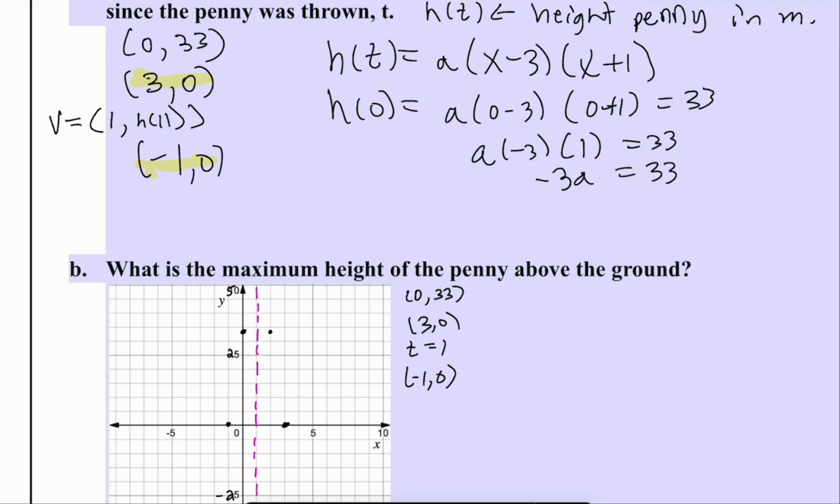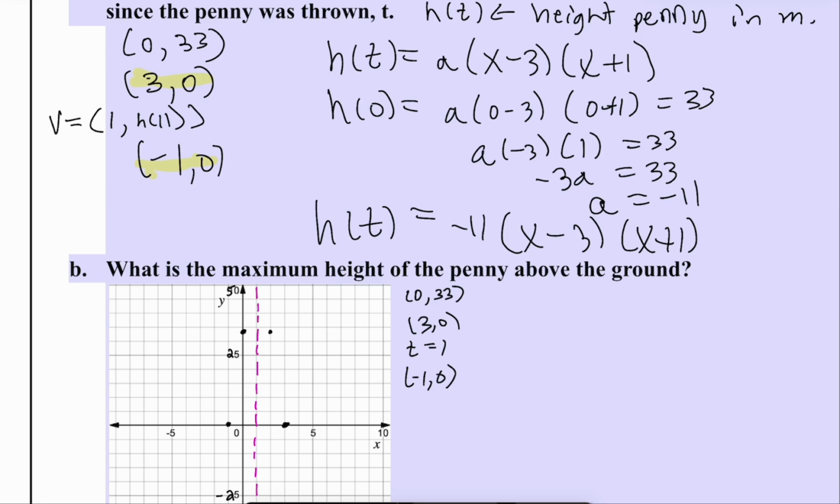Now that's easy to solve. I know that a would equal negative 11. So now I've got my equation. h of t is negative 11 times (x minus 3) times (x plus 1). So once you find your a, you're just putting it back into that initial setup. So now it says, what is the maximum height of the penny above the ground? What's the vertex? Maximum, vertex; maximum, vertex. Remember that. Okay. So I already know that it happens when t is equal to 1.